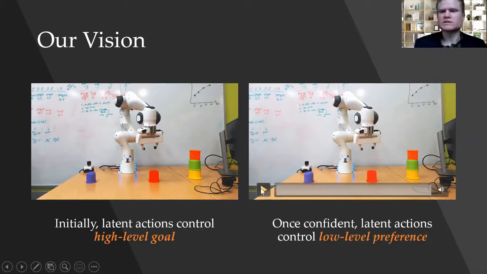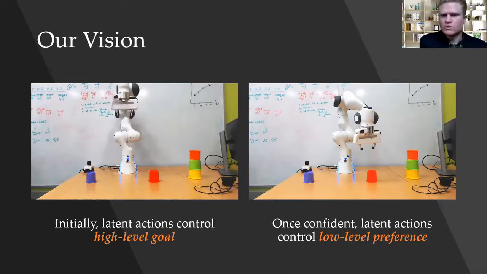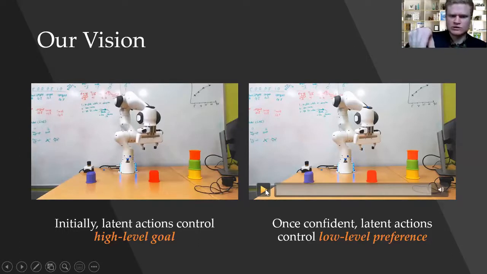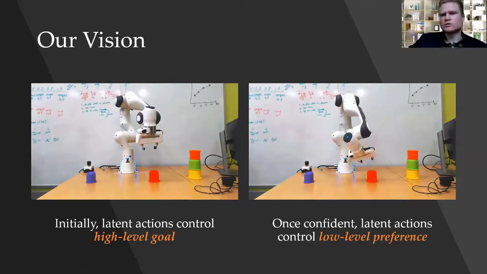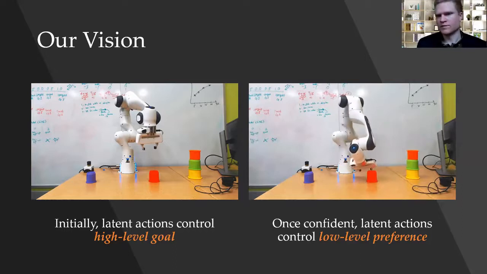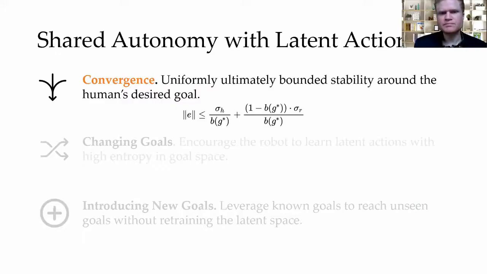Once it has this confidence, we want to change the meaning of the latent actions along some sort of scale, so that now instead of controlling the high-level goal, they actually change your low-level preference. So again, we've moved towards this red cup, and now the user can use those latent inputs to control how they grab that cup, either from the side or from the top. They're controlling the style along a continuous spectrum or a continuous low-level manifold using the latent action approach.